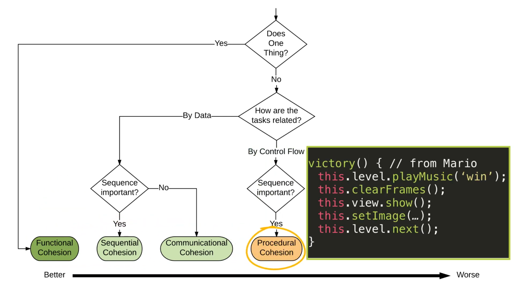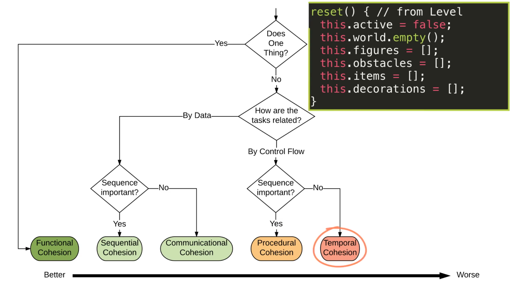Code is procedurally cohesive when it follows a specific execution sequence that is largely driven by control flow instead of data flow. In the code here, Mario's victory method is performing several different steps, but the order really matters. We have to play the winning music and show the winning animation before starting the next level, for instance. Again here we still see coupling to both level and view. Procedurally cohesive code is less desirable than our previous forms of cohesion because it is harder to independently reuse such code unless you are reusing all of the parts it is coordinating as well.